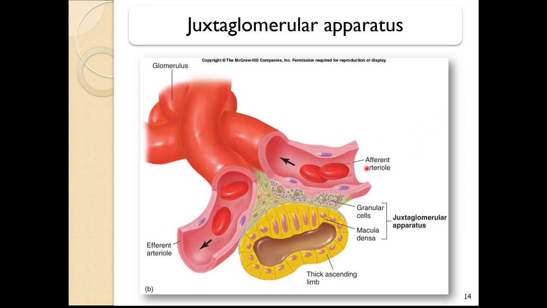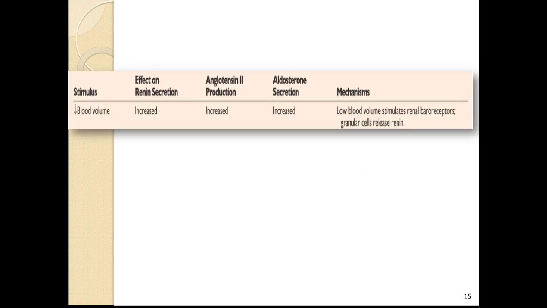All right, so I just wanted you to be aware of where the JG apparatus is, and in particular the granular cells here. Next, let's take a look at some of the triggers for secreting aldosterone. All right, so I already talked about this one. This is the primary one.